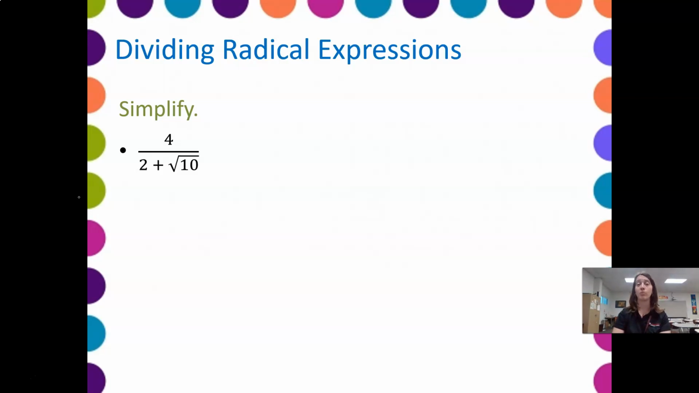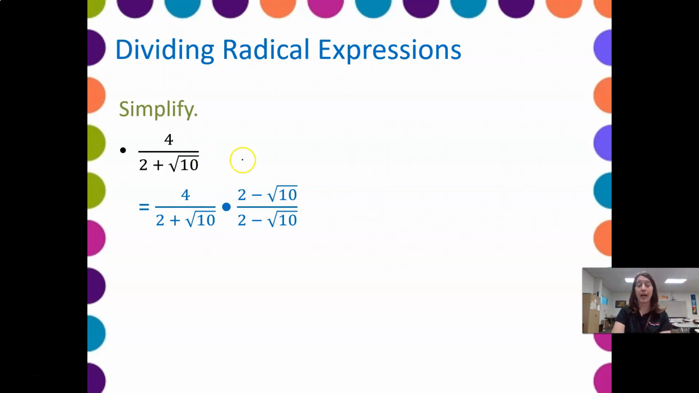That's what I would multiply both the numerator and the denominator of our fraction by. So I'm going to end up multiplying here by 2 minus square root 10 to both the top and bottom of our fraction. Just like we saw yesterday, whatever I do to one part of the fraction, the same thing has to happen to the other part of the fraction as well.